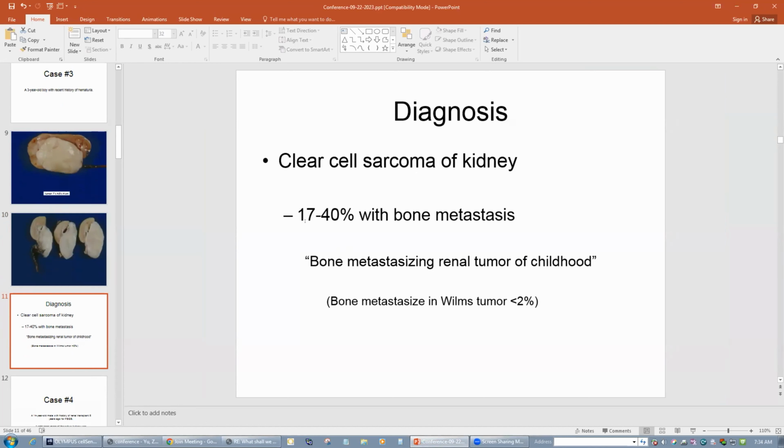About 40 to 70% have bone metastasis. So in the past, people also called this tumor the bone metastatic renal tumor of childhood. Compared to Wilms tumor, bone metastasis is usually less than 2%. So this one has a very high rate of metastasis. So if you think of a young child, an infant, with a bone metastatic tumor and you have this morphology, the diagnosis is clear cell sarcoma of kidney.